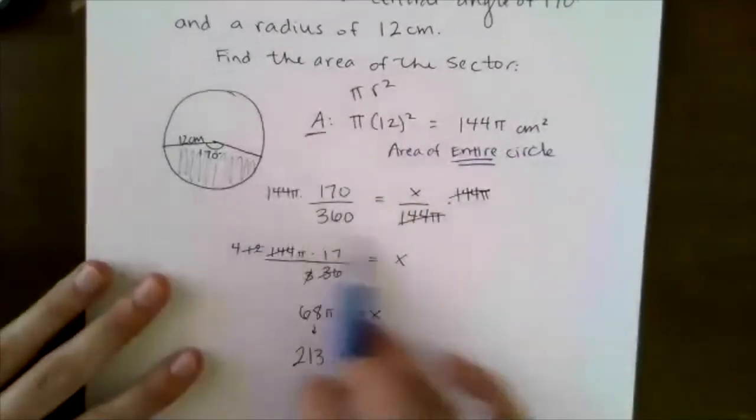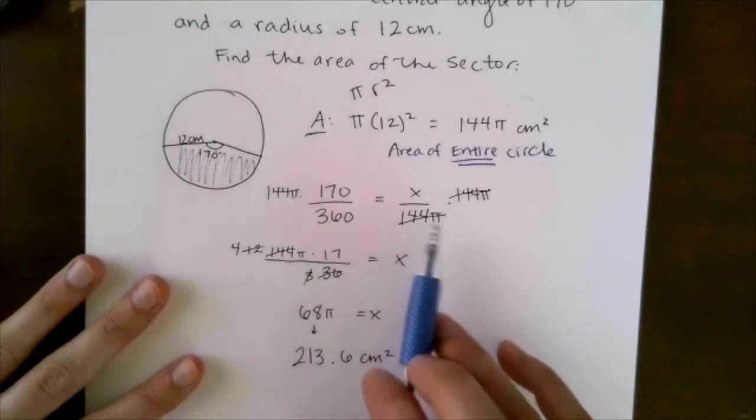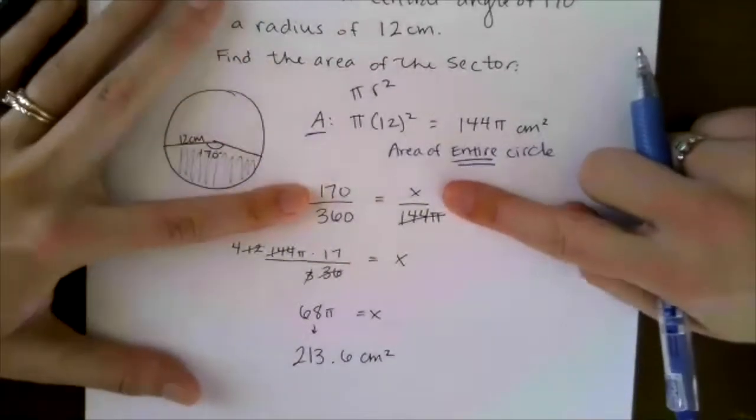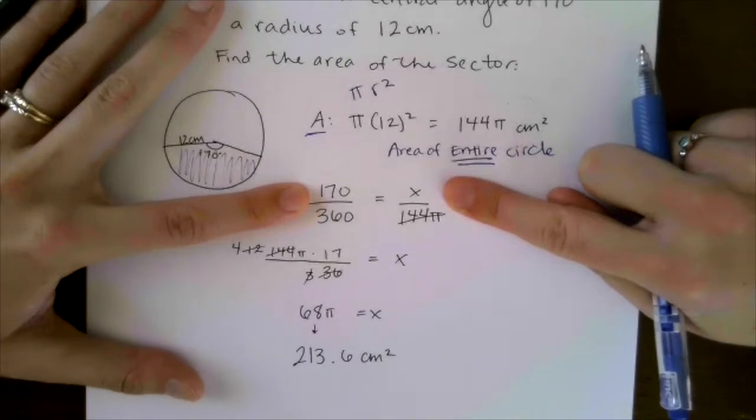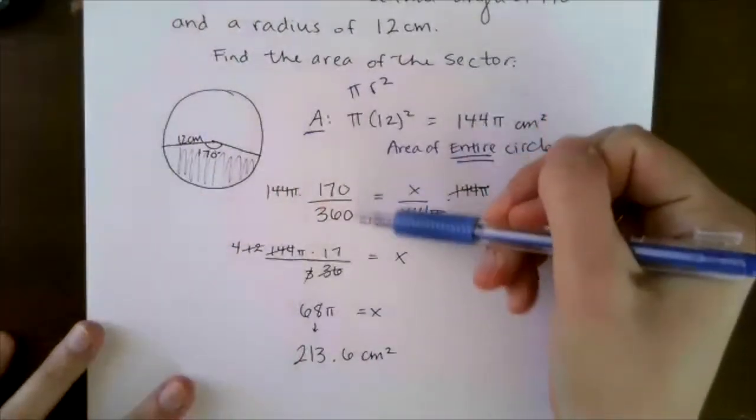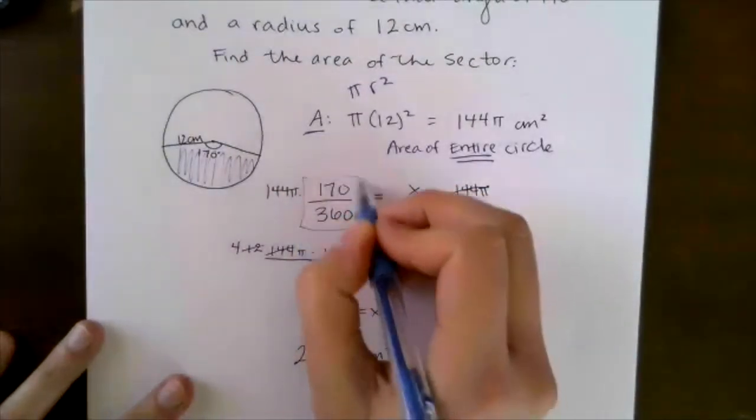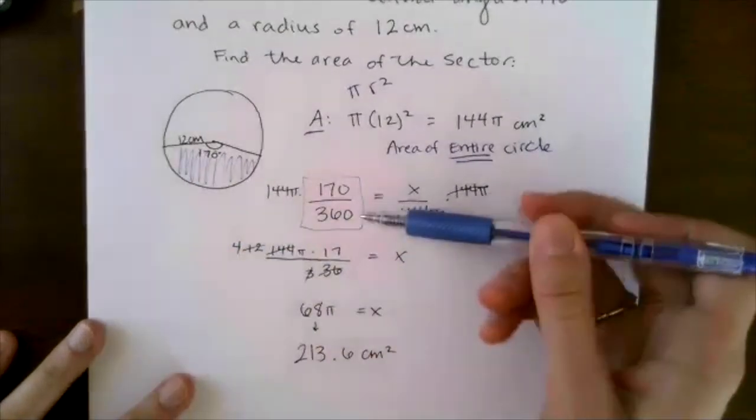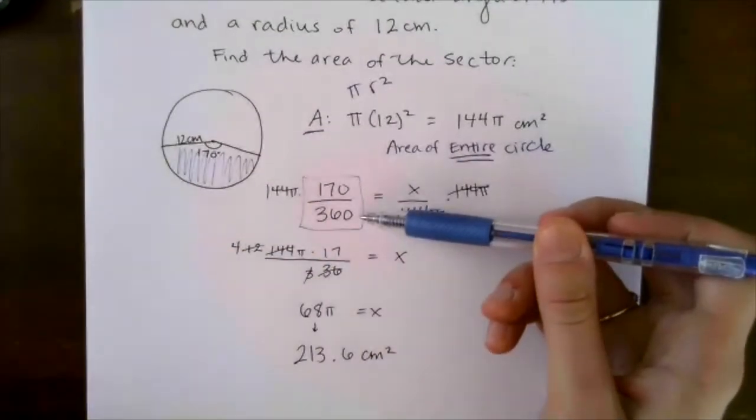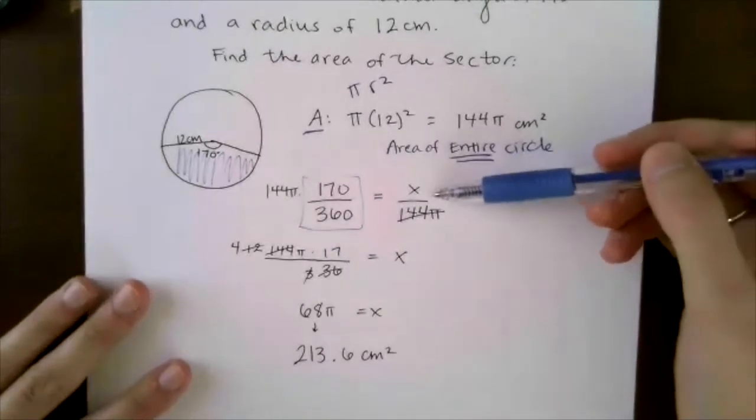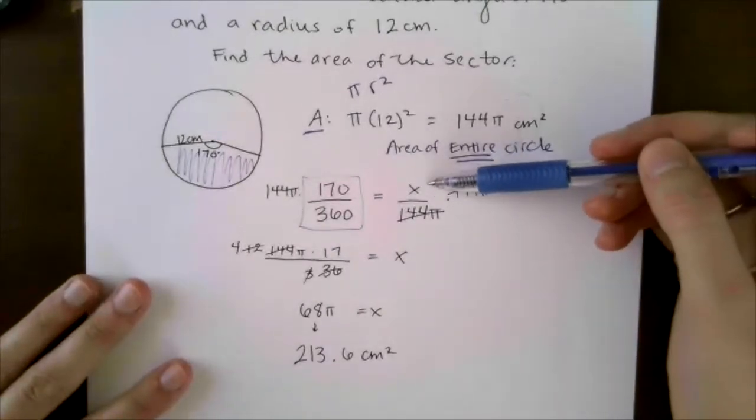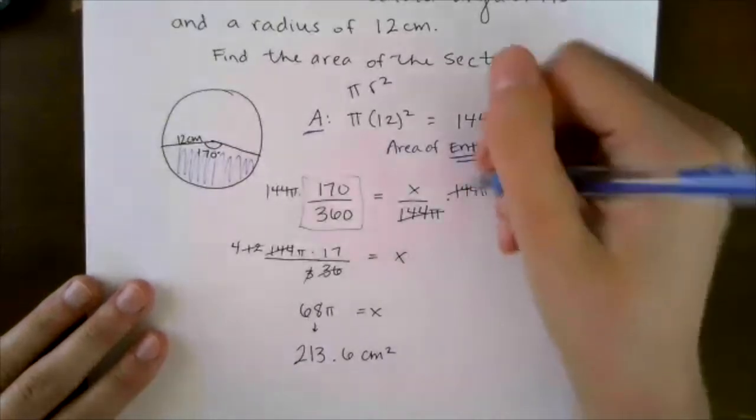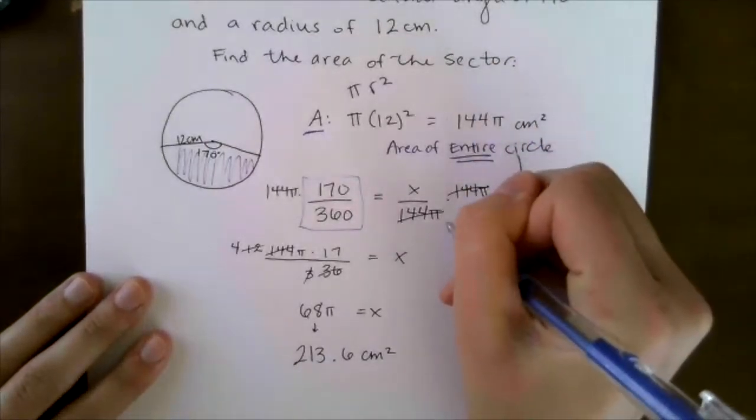Then here we've got some sort of fraction and some algebra going on. We're going to pause on thinking about what this 144 on the top is here and just look at those two fractions. That 170 out of 360 is using that degree of the 170 for that central angle, and 360 we know is the degrees of an entire circle. And then we've set this equal to some sort of value, something x, out of 144 pi, which was, remember, the area of that entire circle.